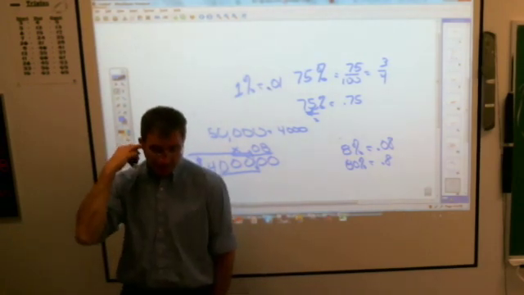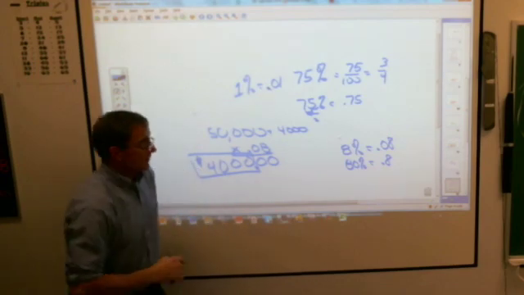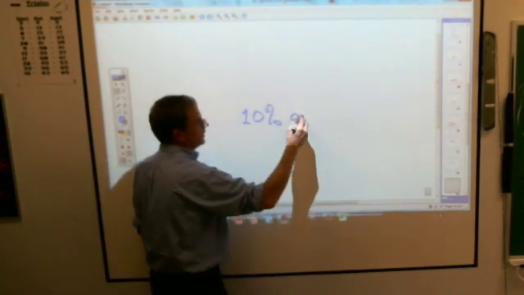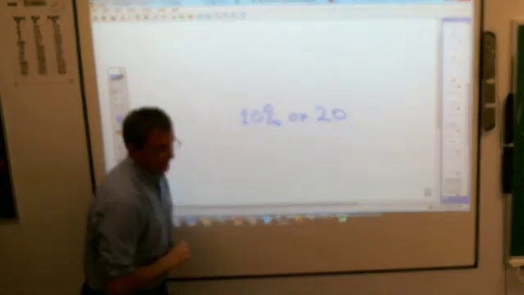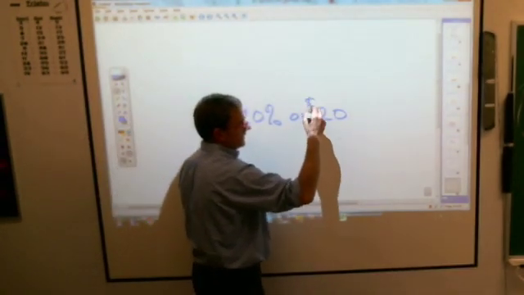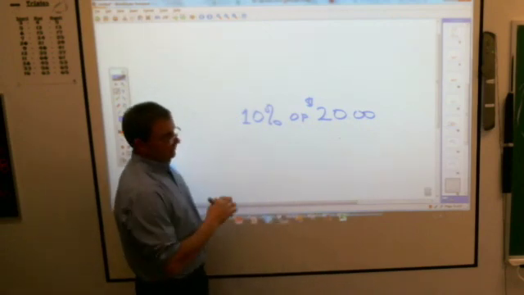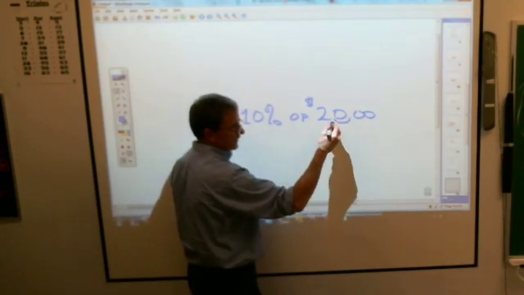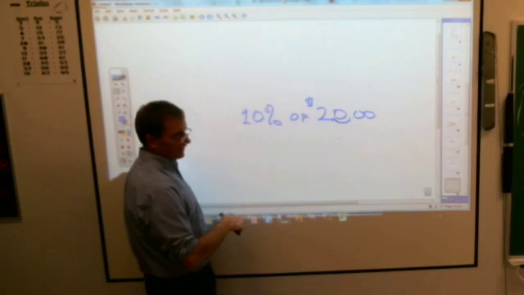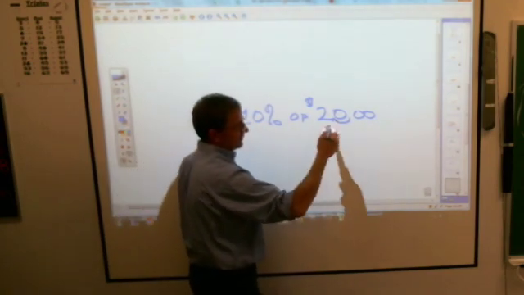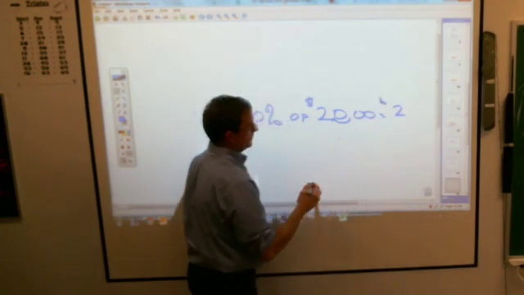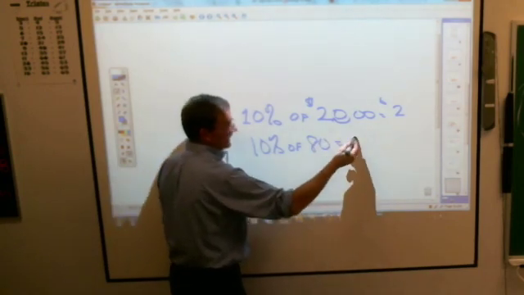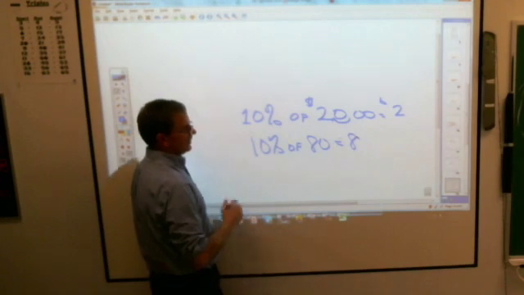Okay? And really, here's the nice thing about finding percents of money: if you're just finding 10% of a number, 10% of 20, if you're finding 10% of like $20 or whatever it is, 10% just means 1/10 of, which just means you're dividing by 10, which just means you move the decimal back 1 place. 10% of $20 is $2. 10% of $80 is $8, or 10% of 80 is 8.